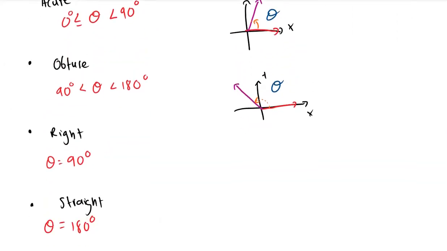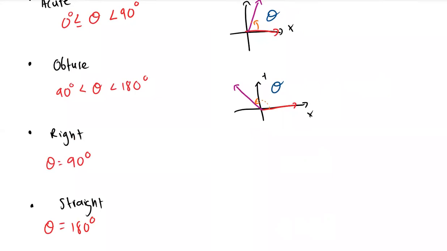But just some things to remember. If someone says an angle is obtuse, for example, you know it's between 90 and 180. If it's straight, it's 180. If it's acute, it's between 0 and 90. Then right means that it's a 90-degree angle.